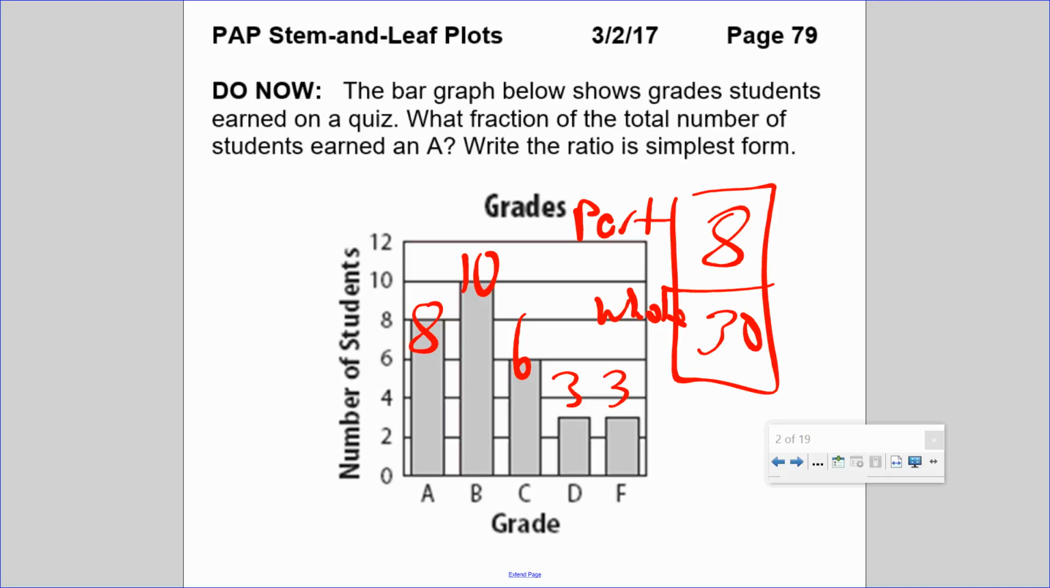It does say write this ratio in simplest form. I could divide both numbers by 2, so it'll be 4/15. So every 15 students, 4 of them will get an A. Every 30 students, 8 will get an A. If there were 45 students, 12 students would get an A.